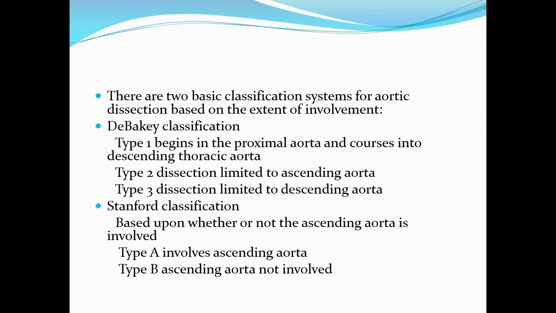The classification for aortic dissection has been mainly two basic classifications, and both are directed towards the need for surgical intervention. The first classification is the DeBakey classification, which consists of three types. Type 1 starts in the proximal aorta and courses into the descending thoracic aorta, type 2 is limited to the ascending aorta, and type 3 is limited to the descending aorta.